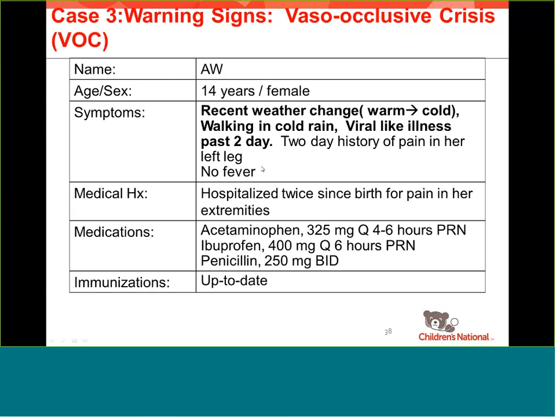So vaso-occlusive crisis, I just want to mention recent changes in weather, warm to cold, walking in the cold, viral-like symptoms the past 2 days. I just want to mention this because when I think about warning signs for vaso-occlusive crisis, we just think it's pain. But the first thing you notice, there are weather changes. Patients will also say, oh, I was walking, it's raining outside, I got caught in the rain, viral-like illness.